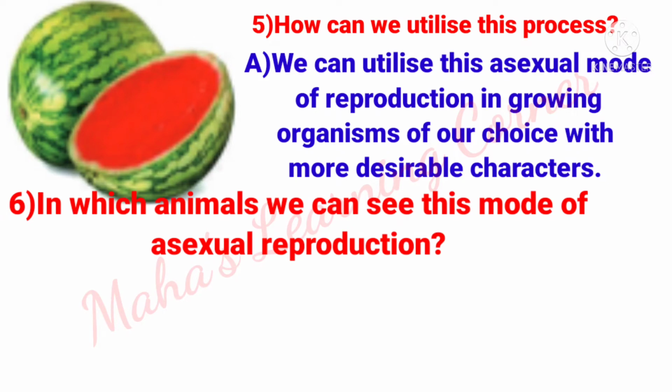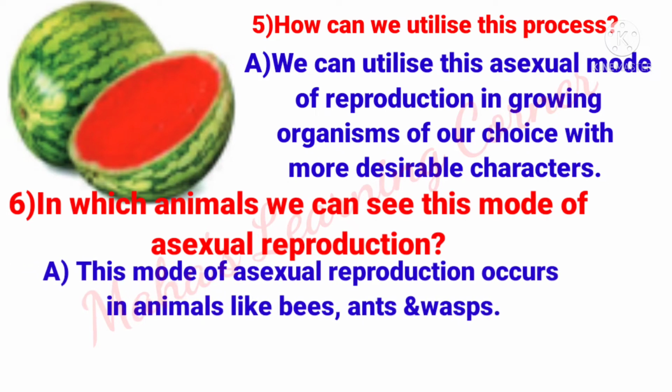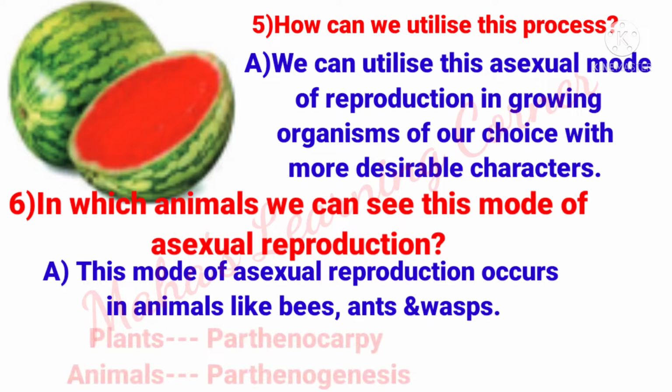asexual reproduction? Correct answer, this mode of asexual reproduction occurs in animals like bees, ants and wasps.